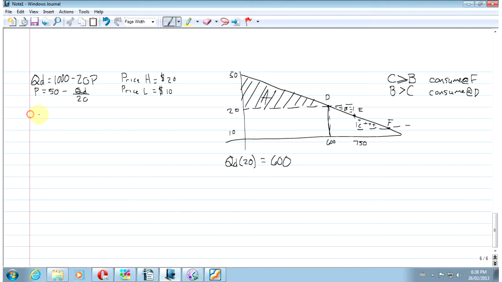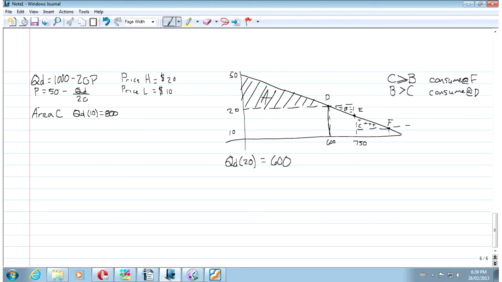Okay, so let's start with the good witch and think about area C. I know that this quantity here is 750. I can really easily figure out this quantity here, right? QD of 10 is simply 800.